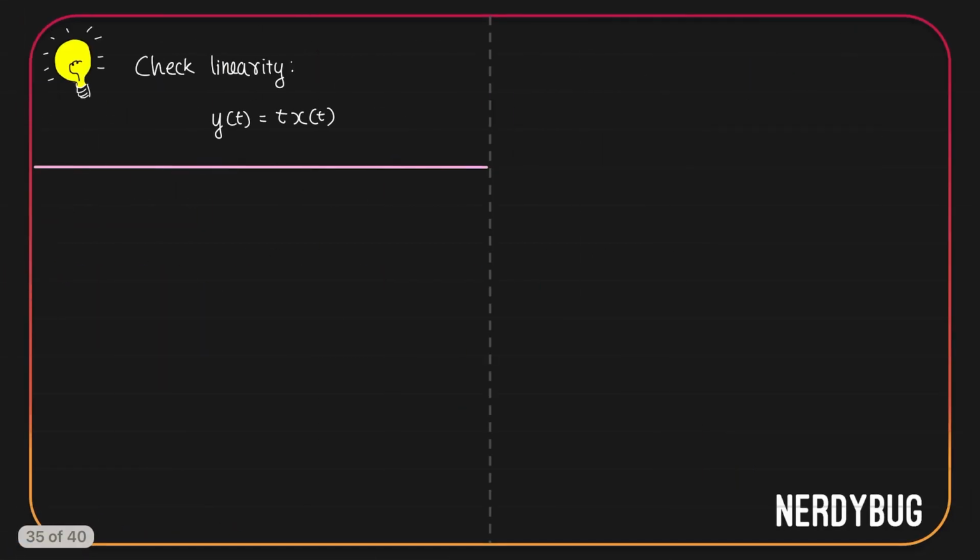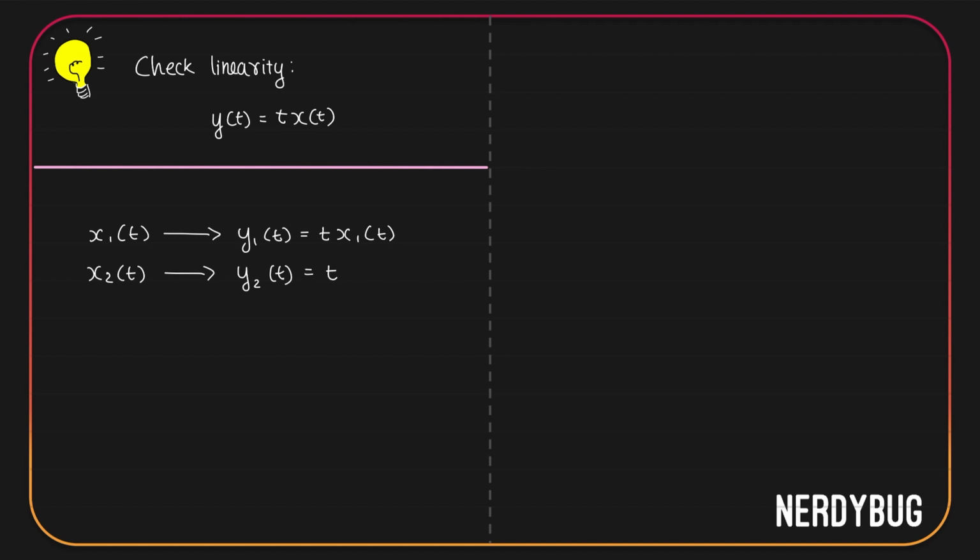Let us solve a problem. We have a system that is defined by the equation y of t is equal to t x of t. We have to check if it is linear or not. Let's take an example x1 of t. x1 of t gave us y1 of t, and according to the question, y1 of t will be equal to t x1 of t. Let's take another sample input x2 of t, and it will give an output y2 of t, which will be equal to t x2 of t.